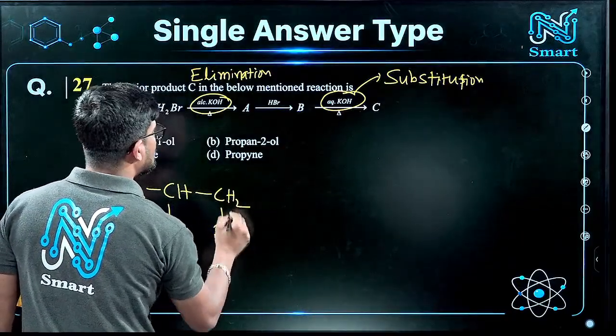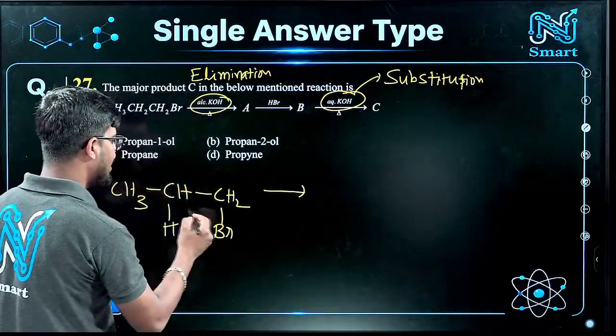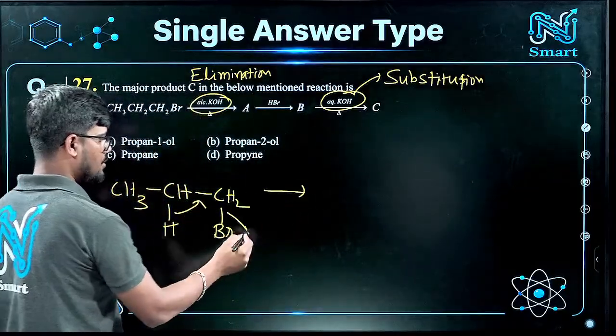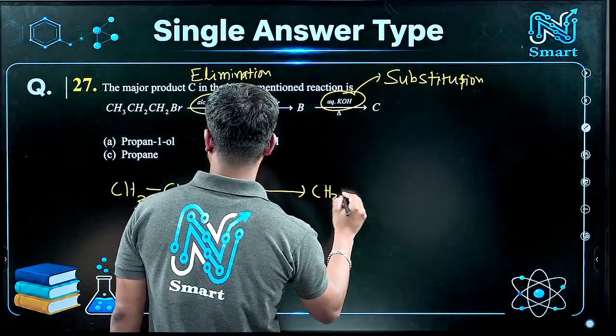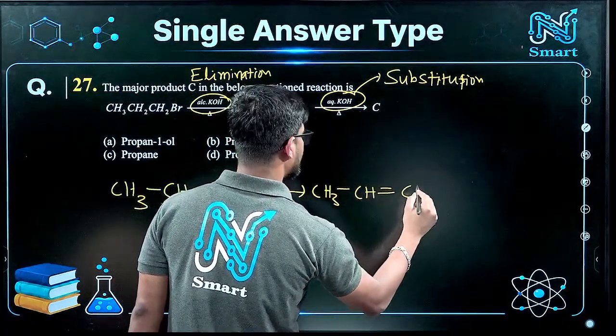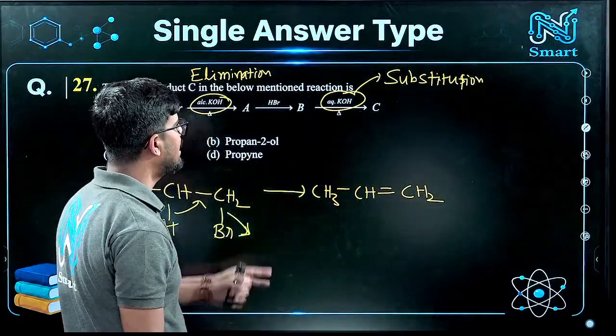CH2Br. So first step, aqueous KOH elimination. So HBr will be eliminated. So CH3 bond CH, double bond CH2. Next, HBr.